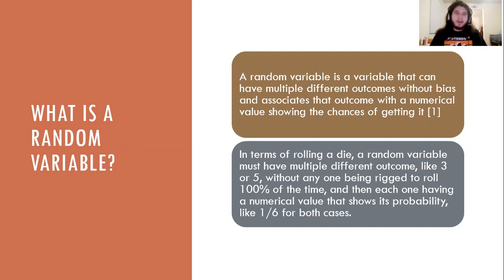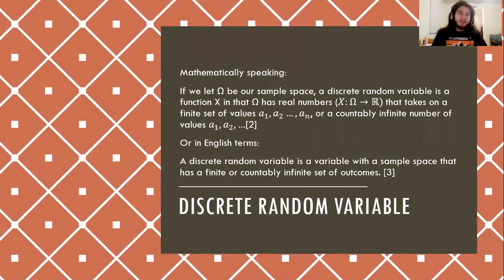Now, there's two types of random variables, one of which is the discrete random variable. Mathematically speaking, if we let omega be our sample space, a discrete random variable is a function X in that omega has real numbers that take on a finite set of values, a1, a2, all the way to an, or a countably infinite number of values. Or to use more English terms, a discrete random variable is a variable that has a sample space of a finite or countably infinite set of outcomes. Now, a pretty formal way to put it.